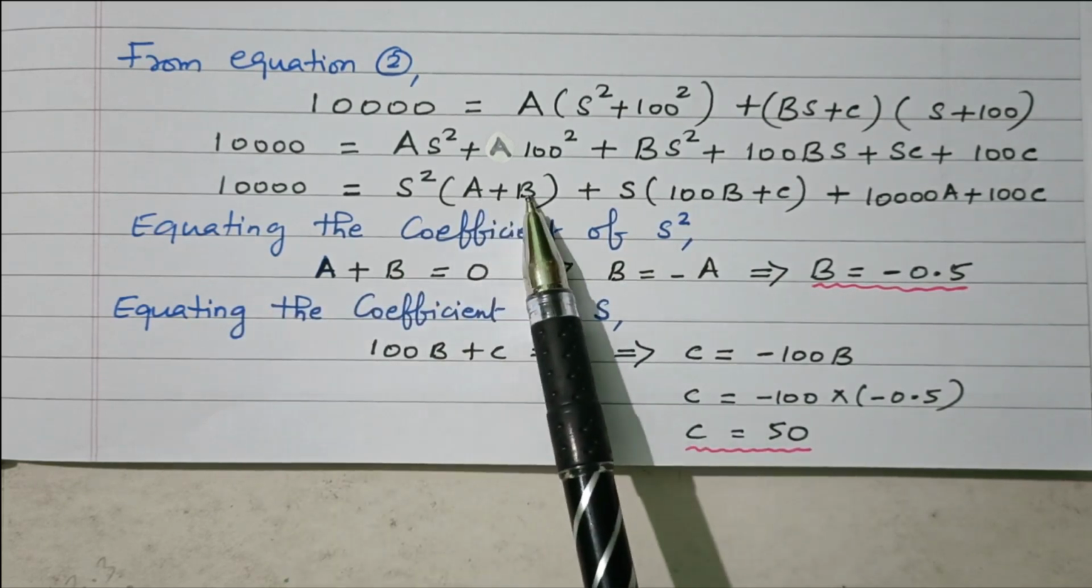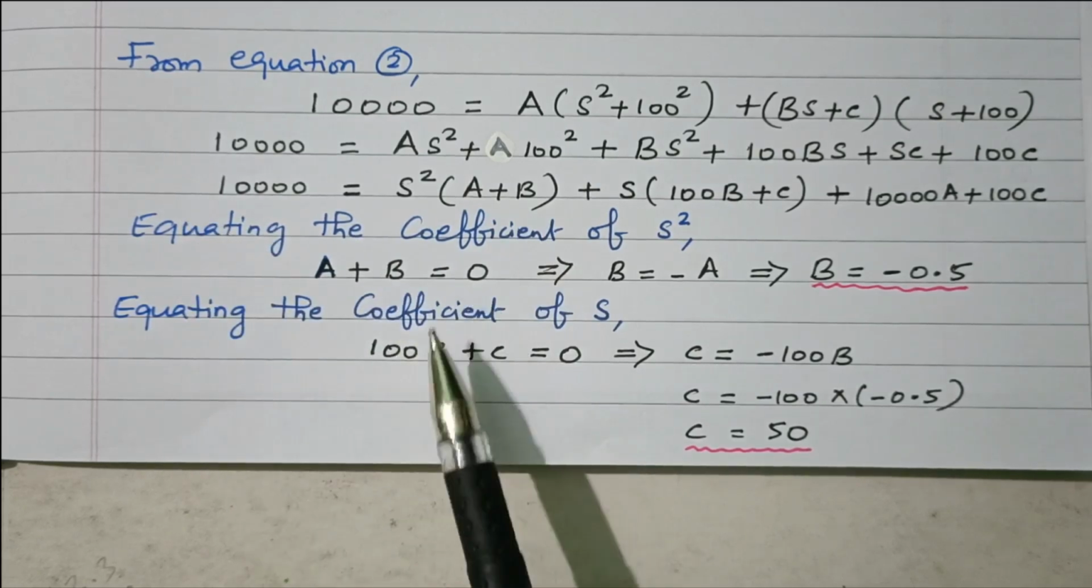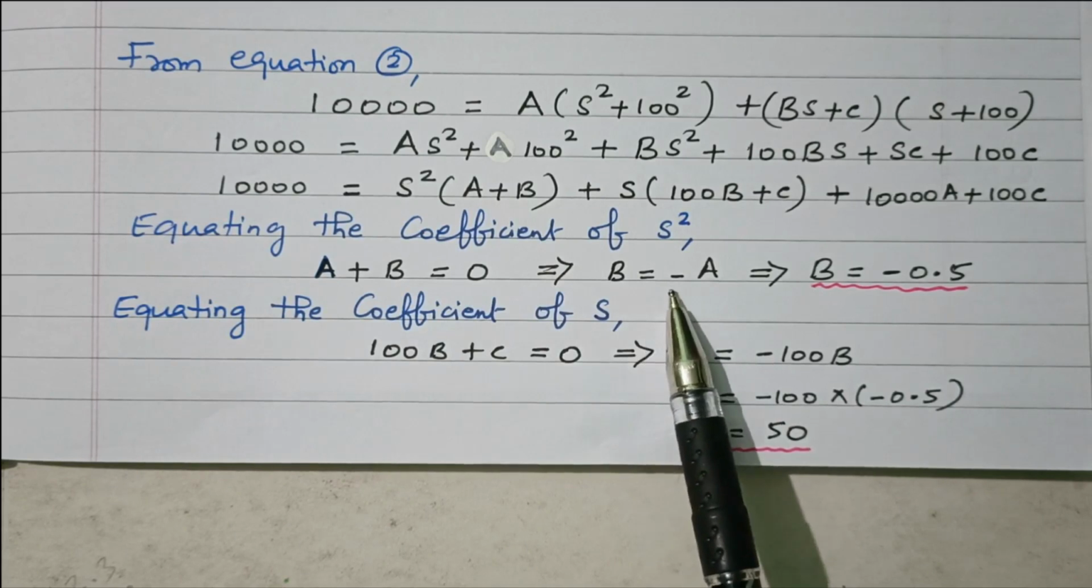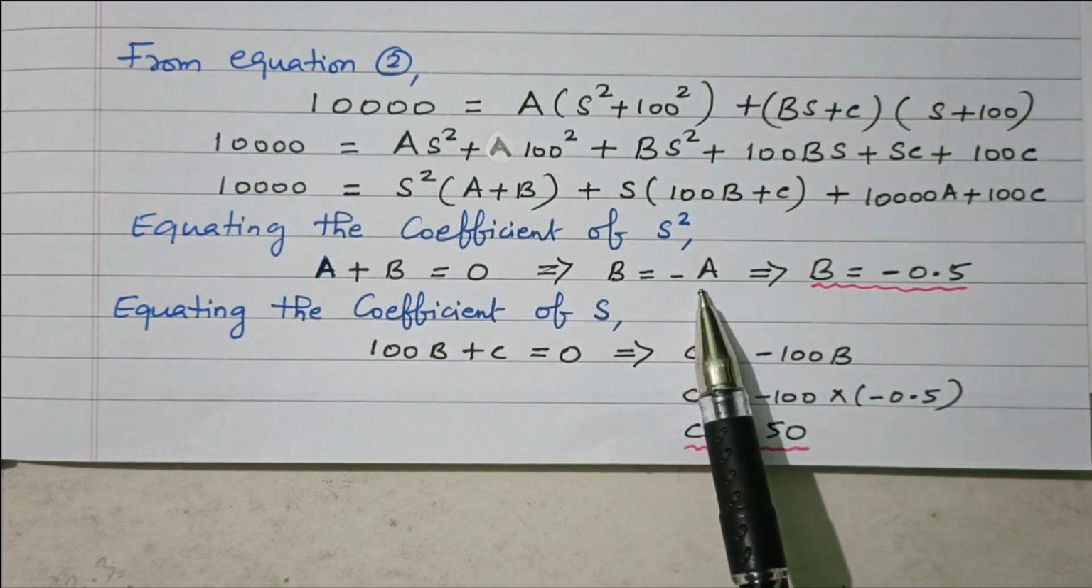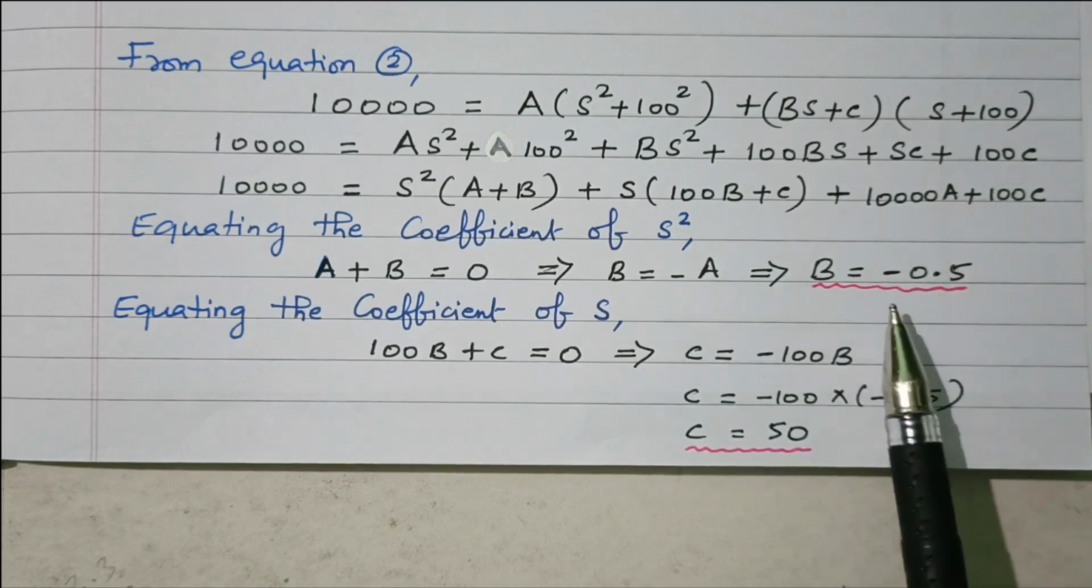Now we equate the coefficient of s square. S square is a plus b. Here the s square term is not available. So a plus b is 0. So that b equal to minus a. A we already calculated as 0.5. So b equal to minus 0.5.